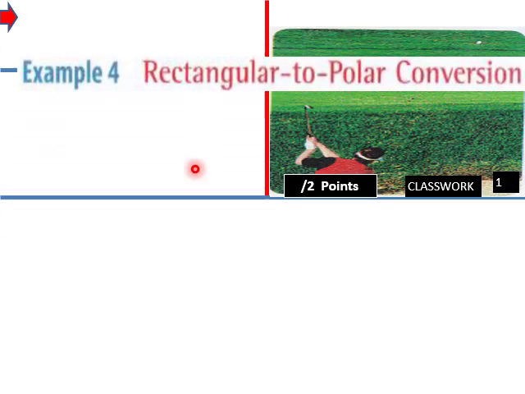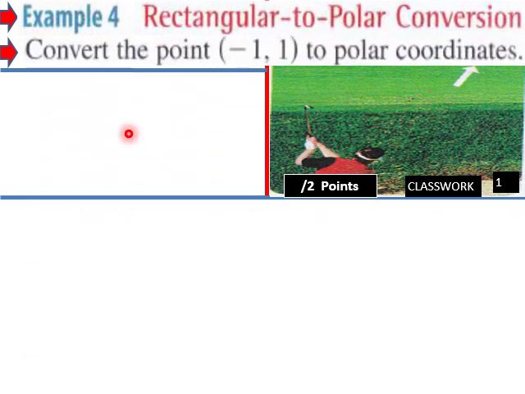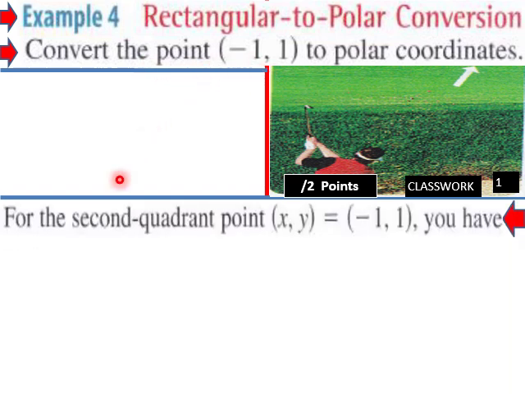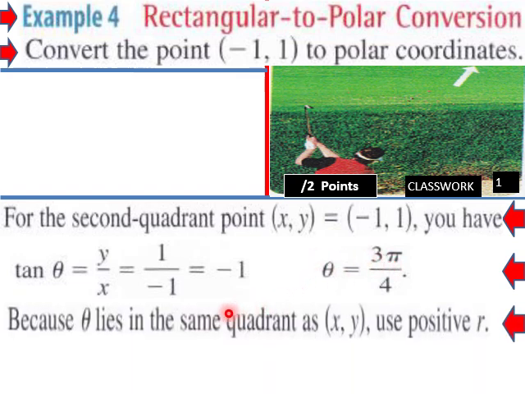Going into example 4, rectangular to polar conversion. So converting the point -1, 1 to polar coordinates. For the second quadrant point (x, y), which is -1, 1, you have tan theta equals y over x. In this case, that is 1 over -1, which would be -1. And then our angle measure for theta would be 3 pi over 4.